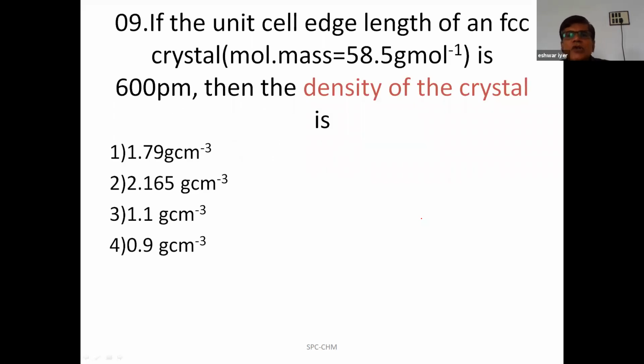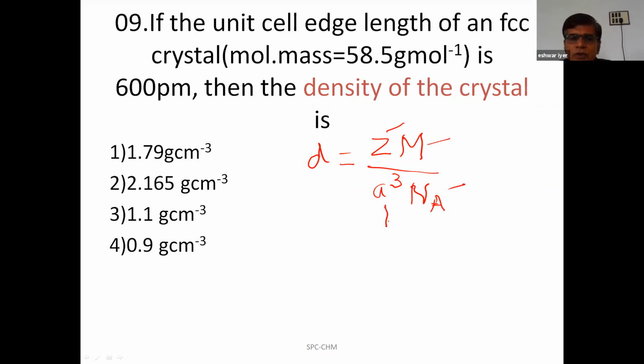If the unit cell edge length of an FCC crystal with molar mass 58.5 grams per mole is 600 picometer, then the density of the crystal is. So to answer this question, you need to use the formula. I'll just write the formula here. It is D, the density depends upon Z, number of constituents per unit cell, molar mass, then A cube, that is A is the edge length of the unit cell, cube of that, Avogadro number. So you need to substitute this, this, this.